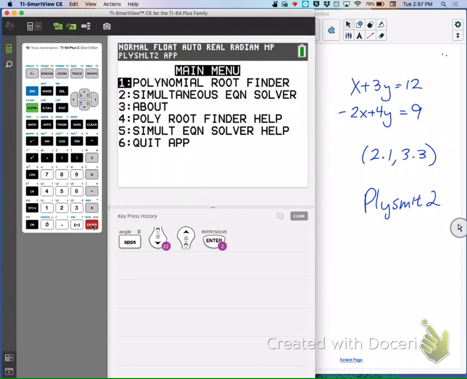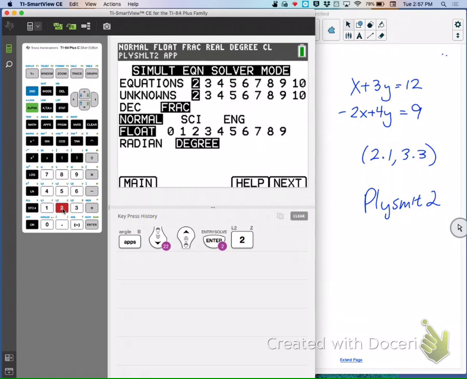We want to go to number 2, simultaneous equation solver. So we've got 2 different equations, so that's what we're looking for. This screen, you're going to leave all of it the same. We do want it to leave it on fraction because if it ends up being something yucky and we have it as a decimal, it's going to approximate that decimal. The radian and degree part at the end doesn't pertain to us. You could have more than 2 equations with more than 2 unknowns, but we're not doing that right now.